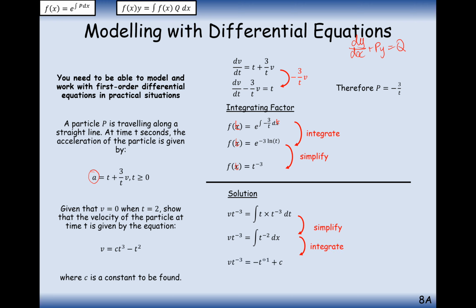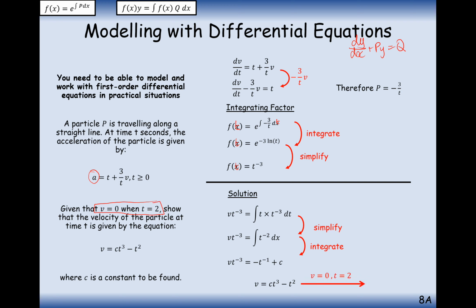So let's now simplify what we've got there, and integrate. We get minus t to the minus 1 plus c, and then multiply by t cubed on both sides. That will cancel out the t to the minus 3 on the left. So we get v equals ct cubed minus t squared. The next bit we need to do is find c, which is a constant. We're also told here that v equals 0 when t equals 2, so let's plug that in and work out what c is.